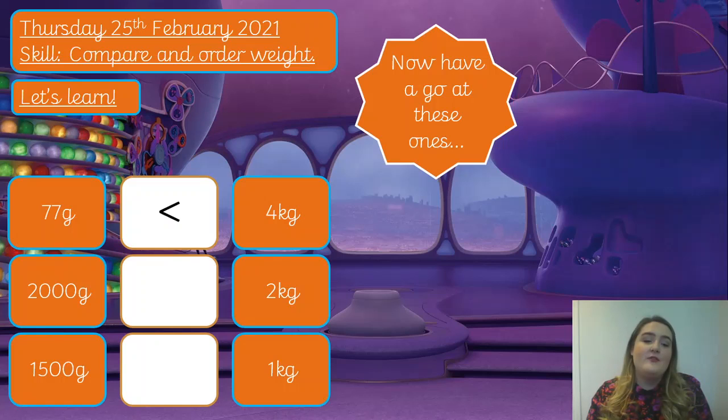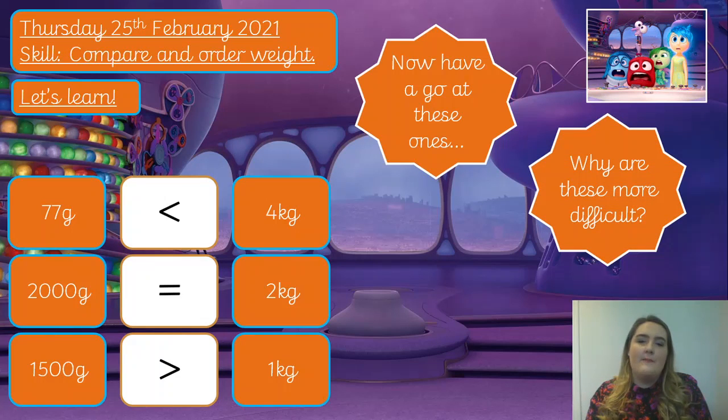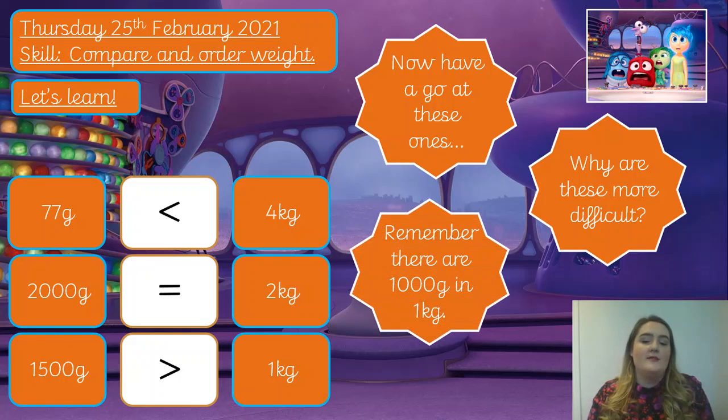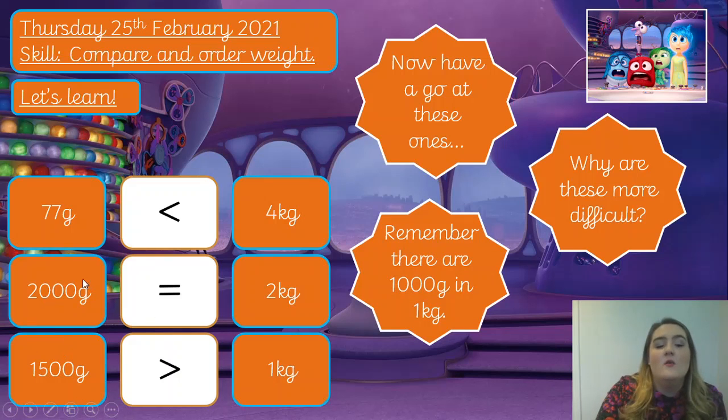Okay, so we've got 77 grams is less than 4 kilograms. 2,000 grams equals 2 kilograms. That gives us a little bit of a clue, doesn't it, about the grams and the kilograms. And then here, 1,500 grams is greater than 1 kilogram. Okay, so why are these more difficult then? Well done. We are having to convert the units of measure. We're having to think about how many grams there are in a kilogram. And there are 1,000 grams in a kilogram, which is why here, when we've got 2,000 grams, that equals 2 kilograms. So 1,000 grams equals 1 kilogram, therefore 2,000 grams equals 2 kilograms.